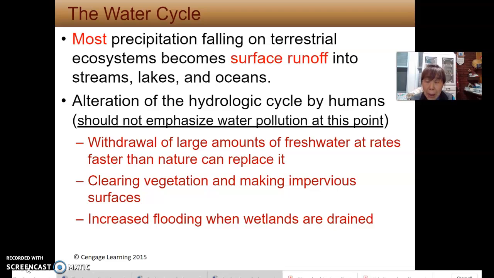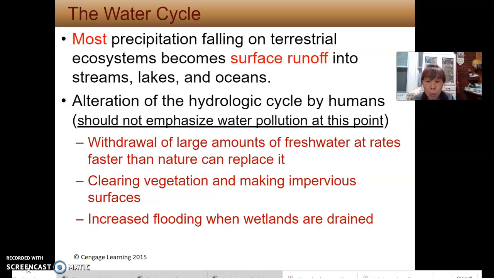And then in the water cycle, most of the precipitation falling on the terrestrial ecosystems becomes surface runoff into streams, lakes, and oceans. So how do we human beings alter the hydrological cycle? When you see how humans change the hydrological cycle, don't mention pollution. Only mention how we affect evaporation, precipitation, and transpiration.